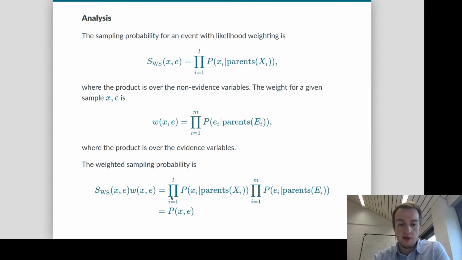Since in one we are multiplying over the non-evidence variables, and in the other one over the evidence variables, there is no overlap between these things. So that means we are just now multiplying over all the variables in the problem, and that gives us again the same expression as the expression of a Bayesian network, which is itself equal to the joint probability of x and e.